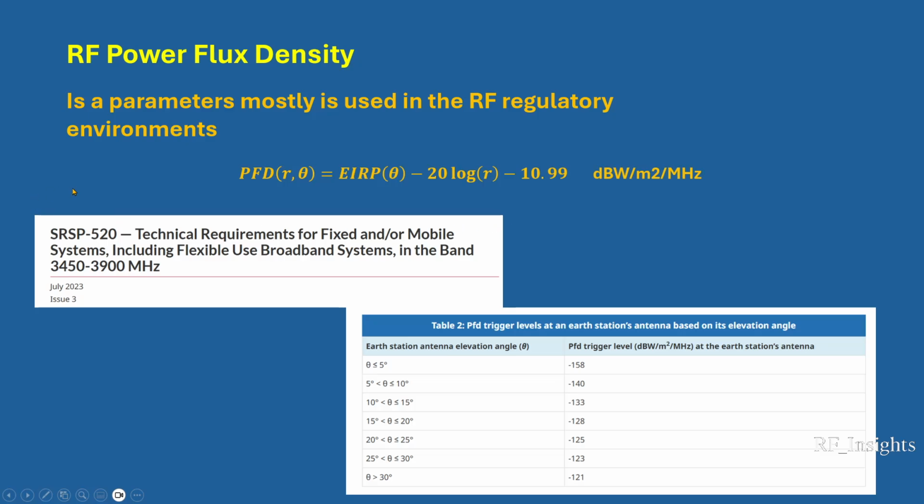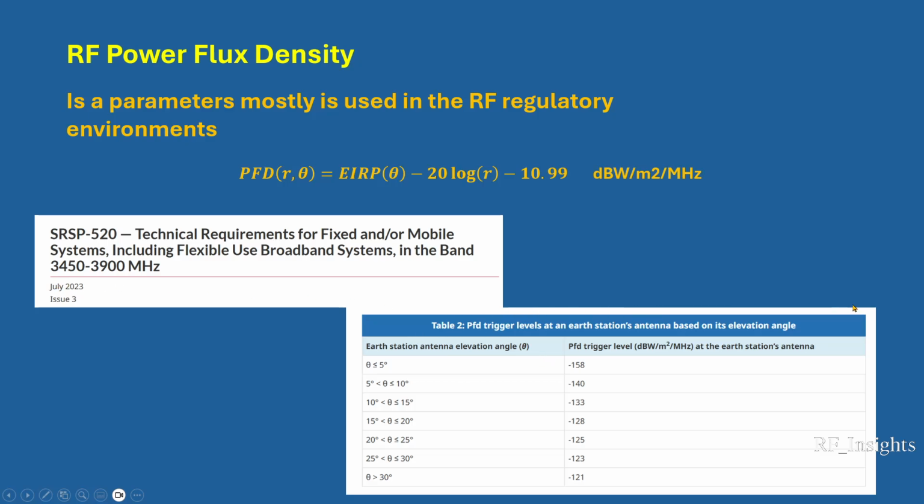If I want to give you an example of the regulatory literature, for example, if you look at the document SRSP 520, which is produced by the Canadian regulatory body, Innovation, Science and Economic Development Canada, this document explains the technical requirements for fixed and/or mobile systems, including flexible use broadband systems in the band 3450 to 3900 megahertz. This one was issued in July 2023.